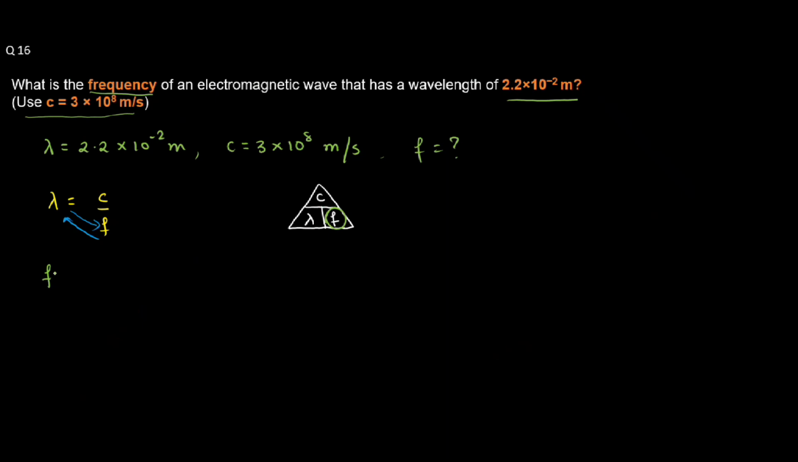So let's write f equals c over lambda and substitute. c is 3 times 10 to the power 8. Lambda is 2.2 times 10 to the power negative 2. And when you solve this, you get your frequency as 1.36 times 10 to the power 10 Hertz.